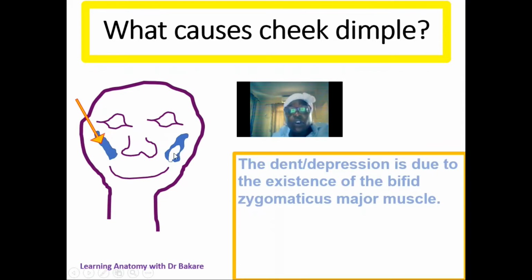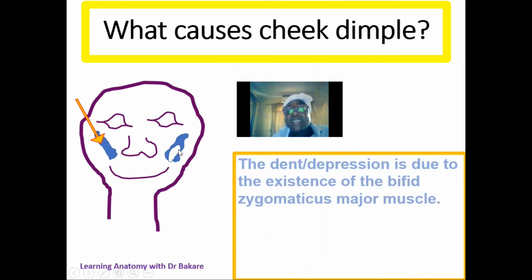And this occurs when the Zygomaticus major exhibits a bifid presentation. When this muscle splits into two, there's creation of a hole or space between it. So you have a region of the Zygomaticus major at the upper part, and you have another region at the lower part. This is the normal presentation of the muscle, but when there is a bifid presentation, this is what is seen, where it splits into two. And this splitting action is what causes this cheek dimple.